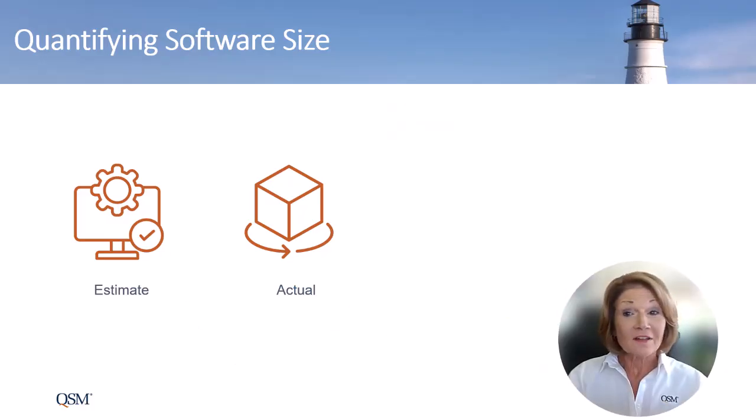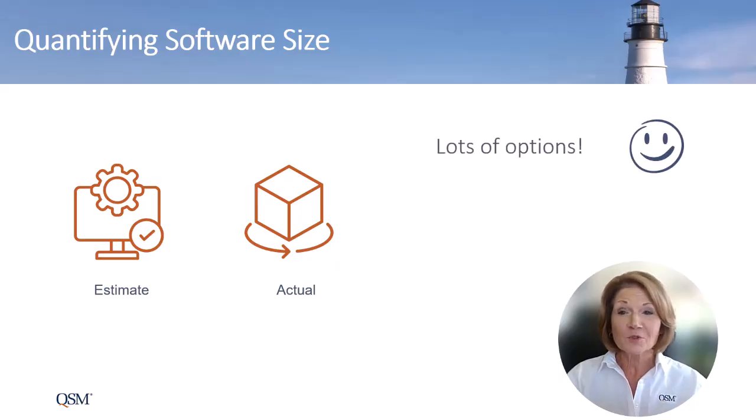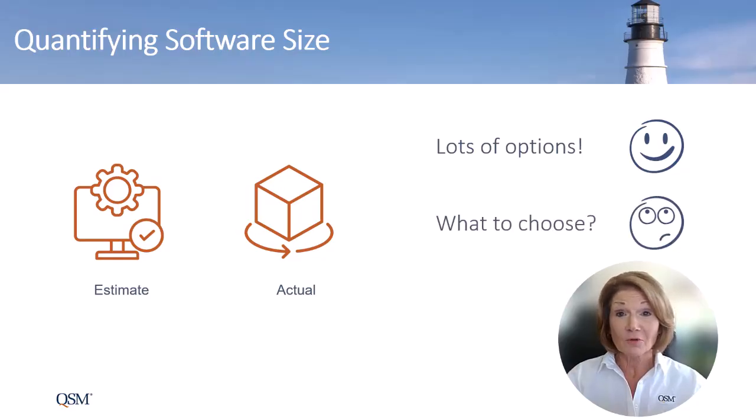So, you're ready to estimate the size of a planned software development project or capture the actual size of an in-progress or completed project. The good news is, SLIM tools are incredibly flexible. You can model almost any lifecycle methodology and choose from a wide variety of sizing metrics and techniques. The bad news is, with so many components and sizing methods to choose from, how do you select the right one for your project?